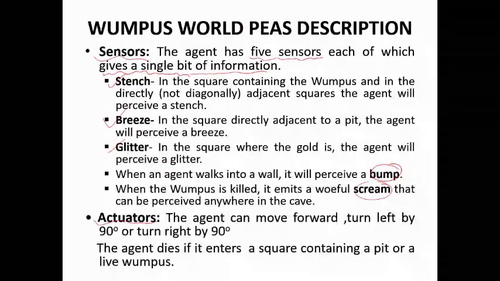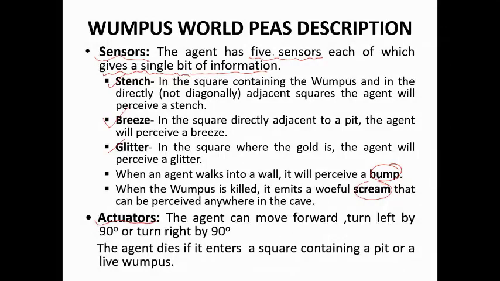In this one, the agent has 5 sensors. The agent who is inside this game has 5 sensors, and each gives a single bit of information. So these 5 sensors are stench, breeze, glitter, bump, and scream. And also actuators are there.